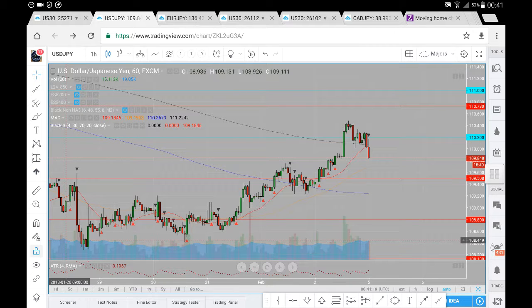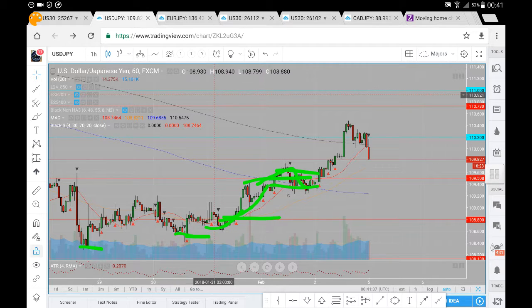So this is US dollar Japanese yen analysis for Monday the 5th of February. Now let's have a look at our prices and where prices may likely go. So previously we did come towards and find that support in around that 108.50. We were saying if we did hold the 108.80 we were looking for price to head towards that 109.50.